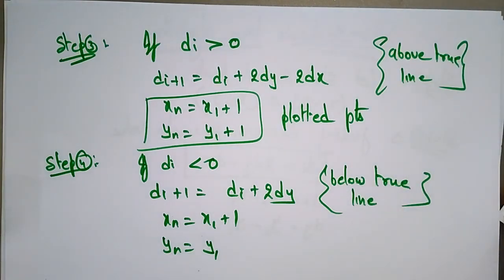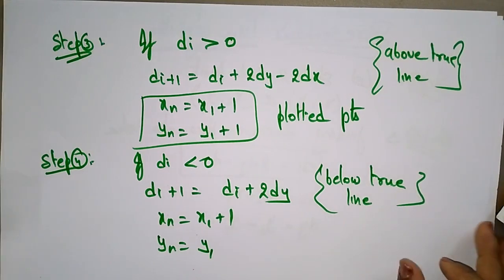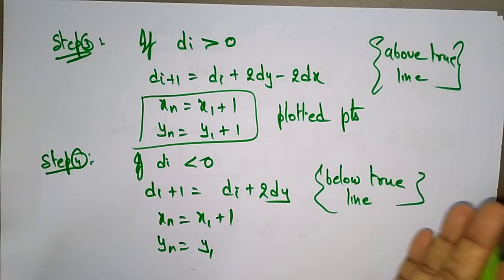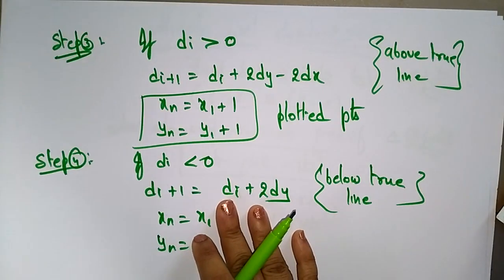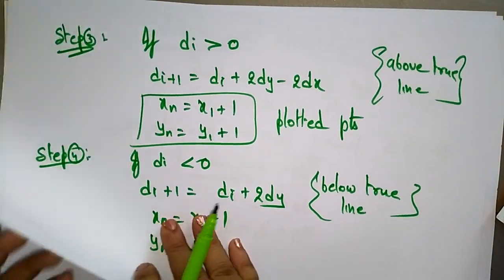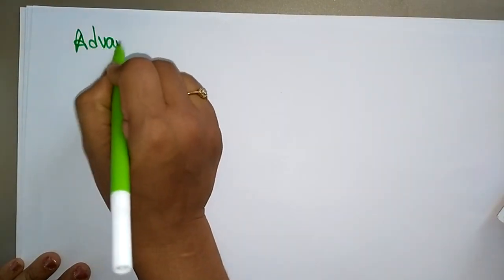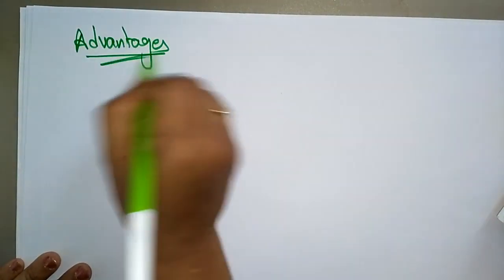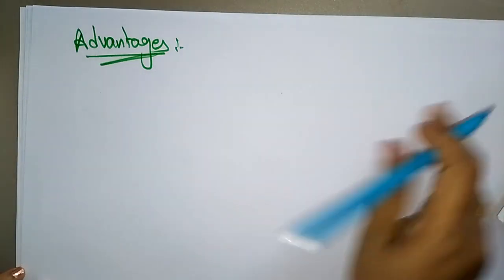With the help of this algorithm, you are going to solve the problems, that is, we are drawing the line segment using the starting and end points with the help of the decision parameter. Before going to the example, I want to explain the advantages and disadvantages of the Bresenham's line algorithm. Let me explain the advantages first.